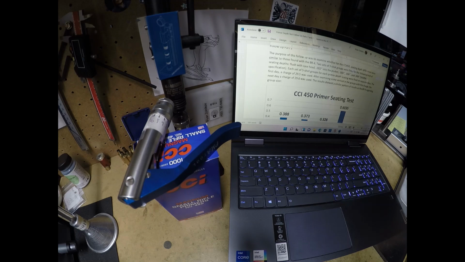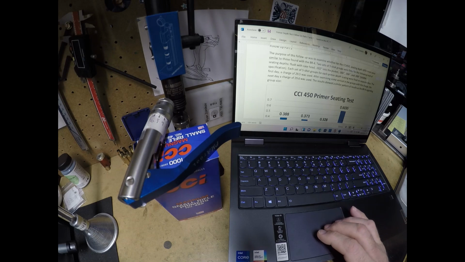It's an interesting concept. We have that concept when we look at bullet design, but I'd never heard of it for primer seating. I thought it was an interesting idea, so I said, let me try another primer and see if that is also, quote unquote, sensitive to seating depth. I went ahead and did the exact same test that I did with the BR4s.